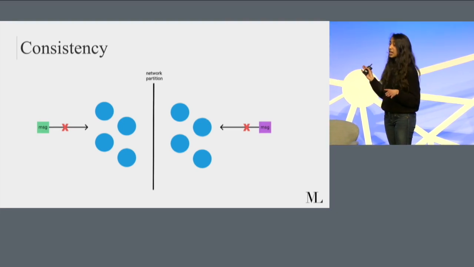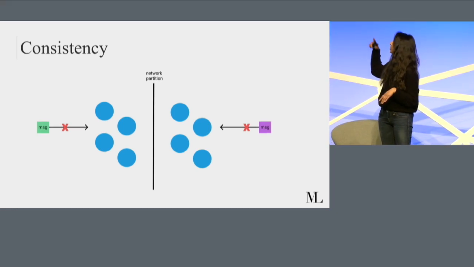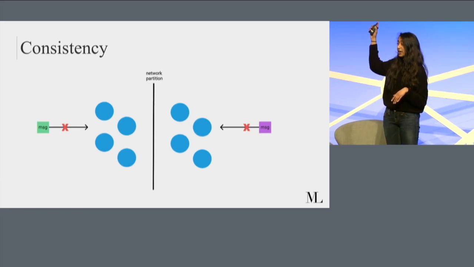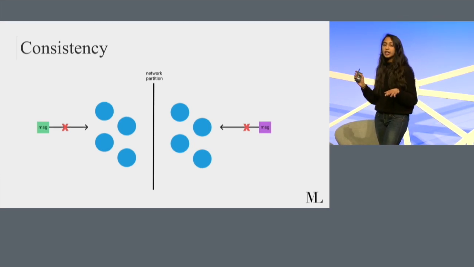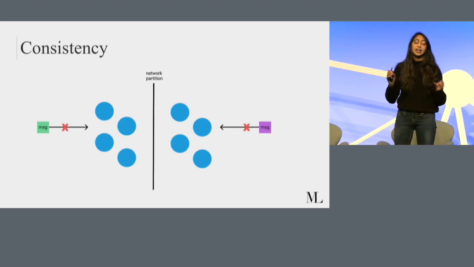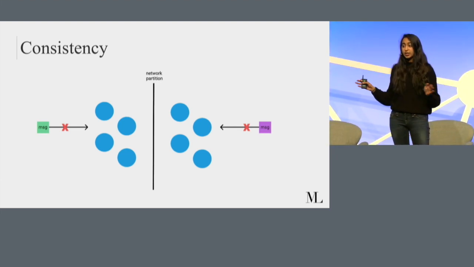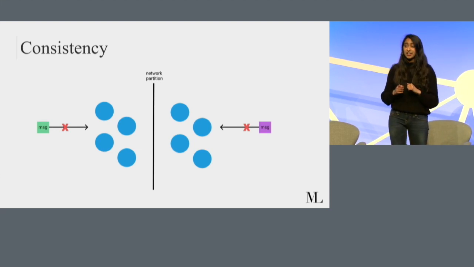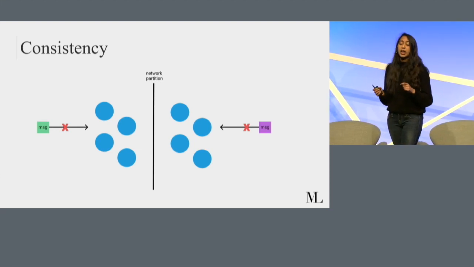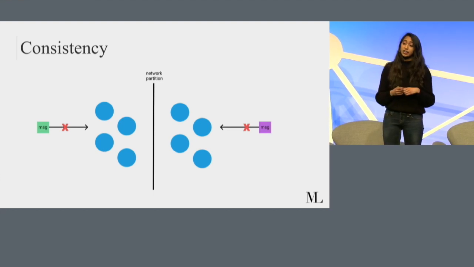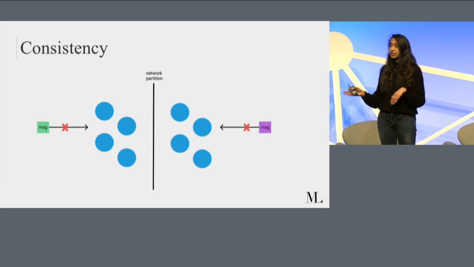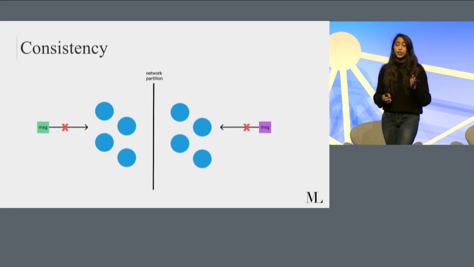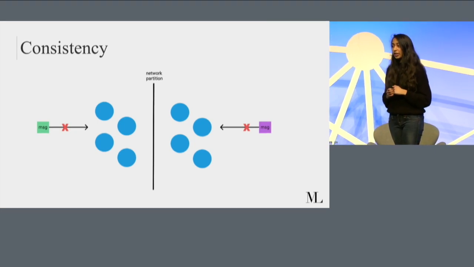So let's say I have a network of nodes, and they're all in the blue state here, and then they're divided by a partition. All that means is that nodes on either side of the partition can no longer communicate with each other. There's this giant wall between nodes on either side. And now let's say I'm trying to send some messages to this network. So I'm trying to send a purple message to one side of the network and a green message to the other side of the network.